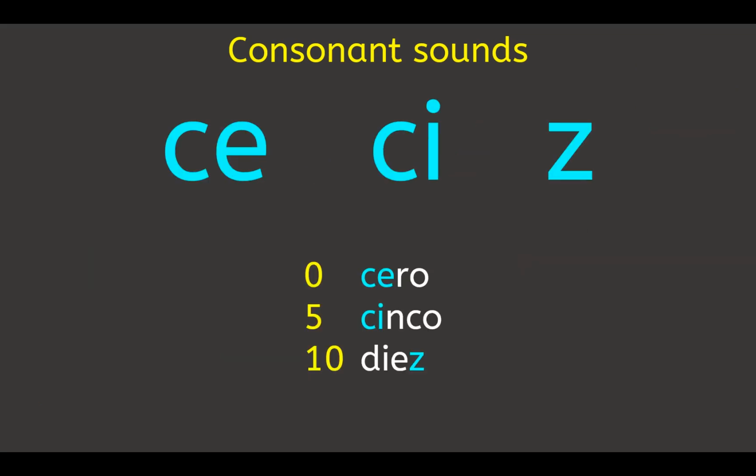In English, we write the th sound with a th. In Spanish, the th sound can be written 3 ways. C plus an E makes a th sound. C plus an I makes the th sound. And a Z by itself makes the th sound. Children will meet these 3 sounds when they learn to count to 10. Cero is 0, cinco is 5, and diez is 10.